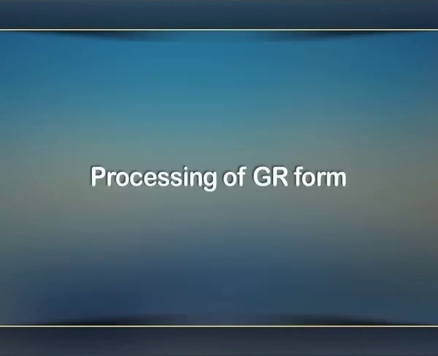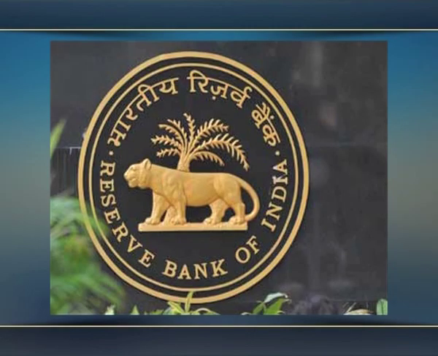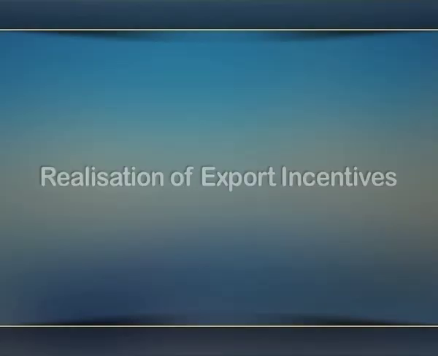Processing of GR form. On receiving the export proceeds, the exporter's bank intimates the same to RBI by recording the fact on the duplicate copy of GR. The RBI verifies the details in the duplicate copy of GR with the original copy of GR received from the customs. If the details are found to be in order, then the export transaction is treated to be completed.